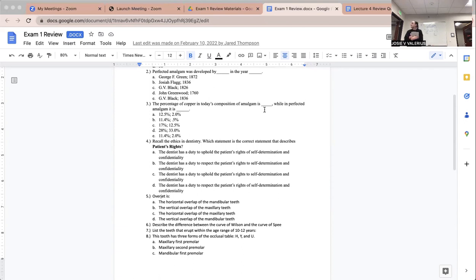Okay, and list the teeth that erupt within the age range of 10 to 12 years. Okay, I'll just give them to you. It's the maxillary cuspid, the first and second bicuspids, and then the mandibular first and second bicuspids. So all the bicuspids and then the maxillary cuspids.